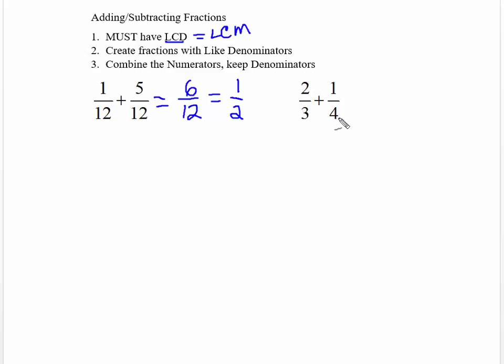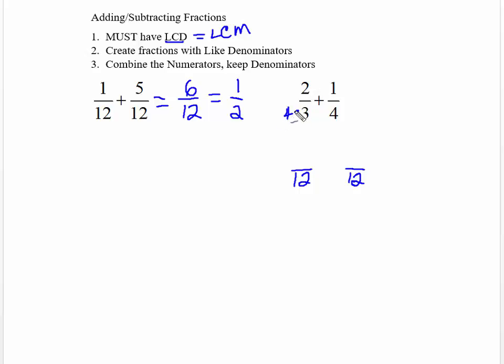So I'm looking for the lowest common multiple between 3 and 4. And that is 12. Again, we're looking for the lowest number that both 3 and 4 will divide into evenly. So the new denominator is going to be 12 for both of these fractions. So I'm trying to figure out 2 out of 3 parts is the same as something out of 12 parts. And the easiest way to do it is to decide how much I have to multiply 3 by to get 12. And of course, that's 4.